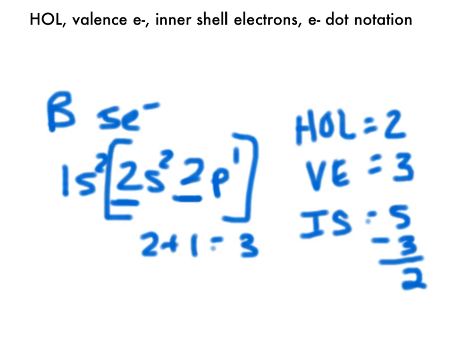And then to do the electron dot notation, I take my symbol, B, and then I put a dot for each valence electron. So dot, dot, dot. And you want to make sure that they line up kind of like they're in a square around the element, no more than 2 per side. All right, so that's the basic overview of the quantum numbers, electron configuration, orbital notation, and then the stuff you need to be able to do with that.